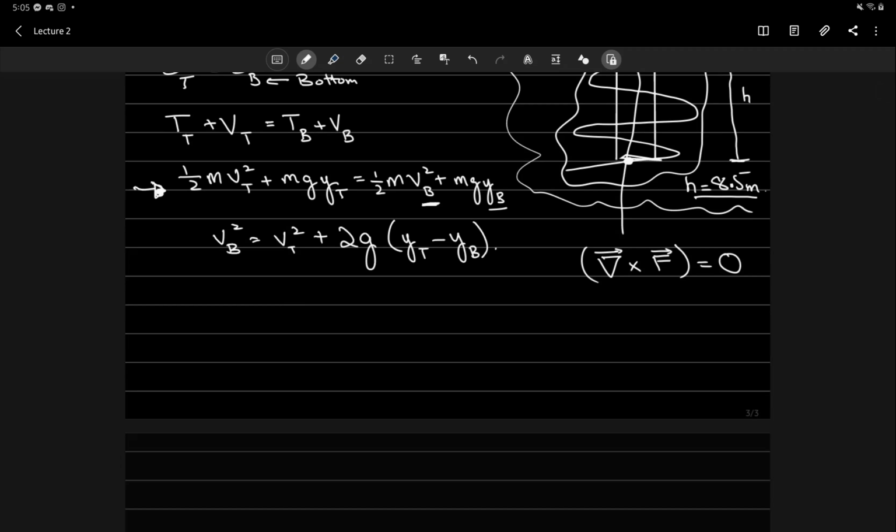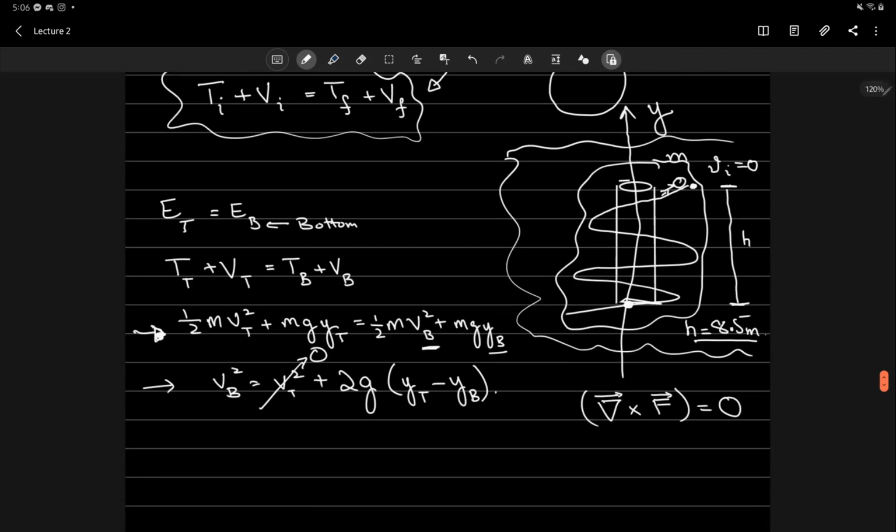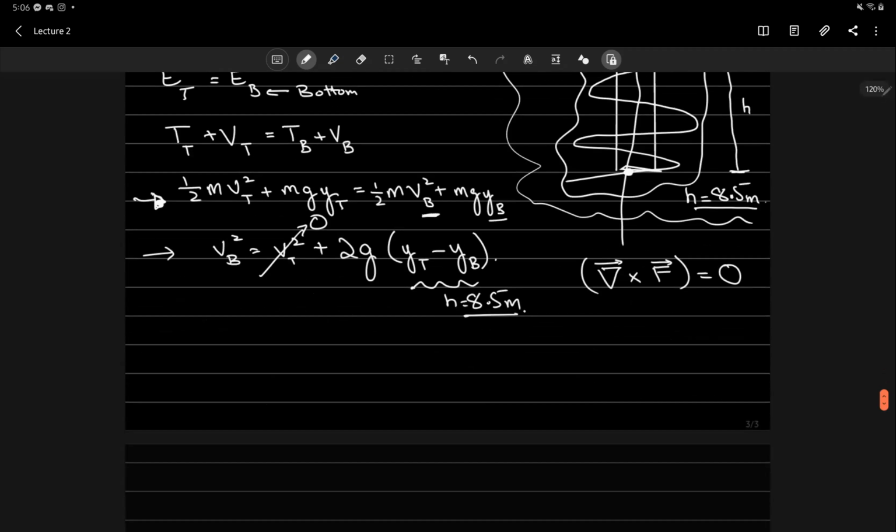But now we have to think about some things, and that is that we know she was released from the rest position, she was at rest and she was released. So what does that mean? V_T is equal to 0, so this initial velocity term should go to 0. And we know that the y axis we chose is positive upwards, so this is just equal to h, which is positive 8.5 meters, right? So I hope you understand how we know whether to use positive or negative signs.